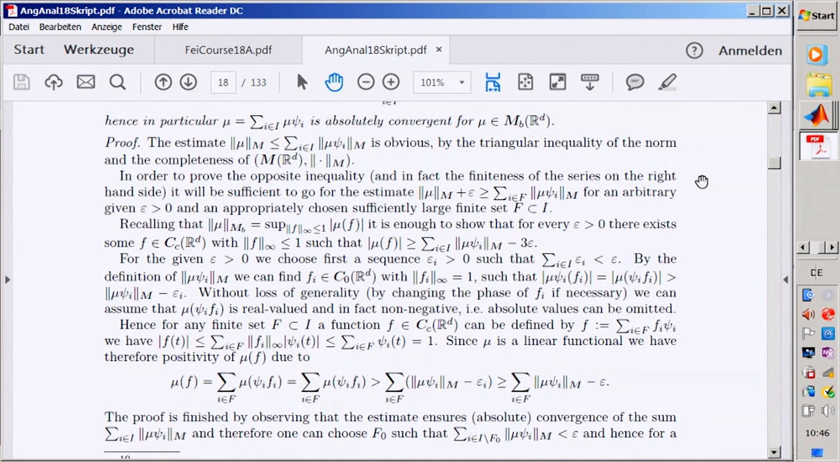Now, when we look at the action of this thing, it might be complex valued. But we can, of course, change the function f so that it's a real valued thing. So that's a good trick to say that we can assume that the μψ values, we don't care about the absolute values.